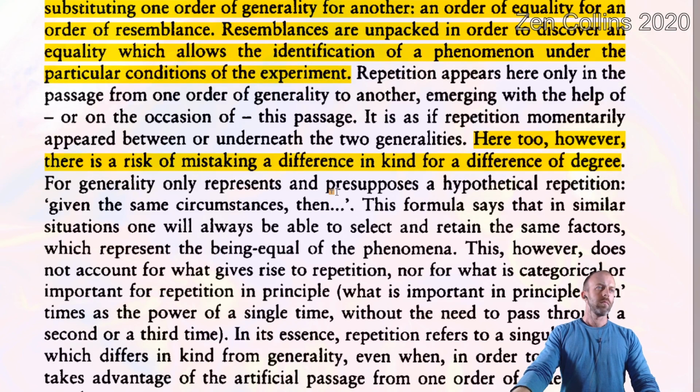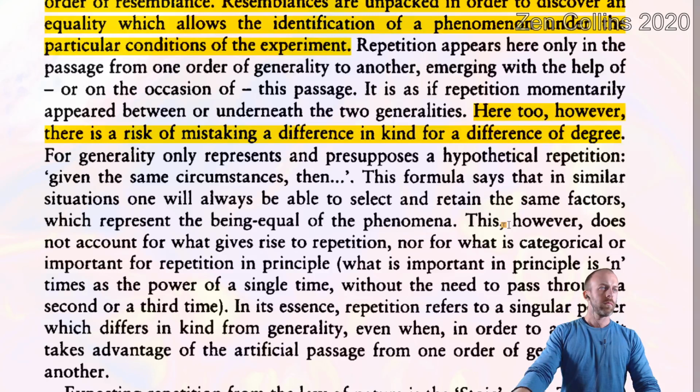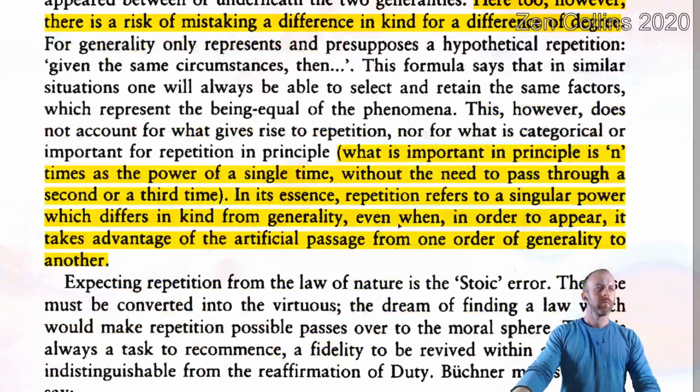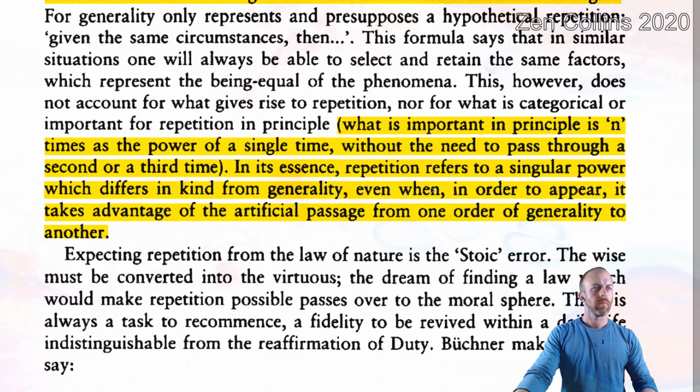This, however, does not account for what gives rise to repetition, nor for what is categorical or important for repetition in principle. What is important in principle is the power of a single time, without the need to pass through a second or a third time. In its essence, repetition refers to a singular power which differs in kind from generality, even when, in order to appear, it takes advantage of the artificial passage from one order of generality to another. Expecting repetition from the law of nature is the Stoic error.